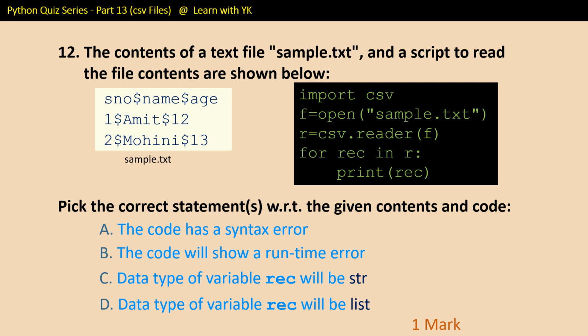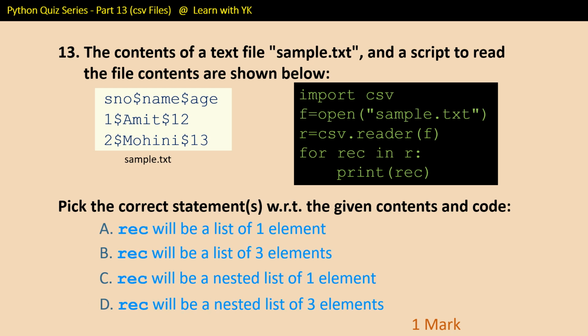Question number 12. The contents of a text file sample.txt and a script to read the file contents are shown below. You can see the contents of sample.txt on the left hand side. On the right hand side you can see the code to read this file. Now pick the correct statement with reference to the given contents and code. Pick the correct option from A, B, C, D. And the correct option is option D. Data type of the variable rec used in the code will be list.